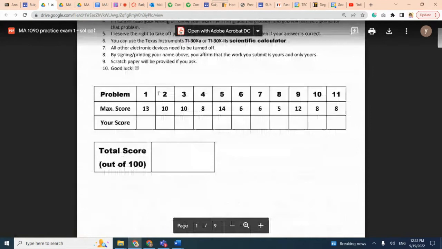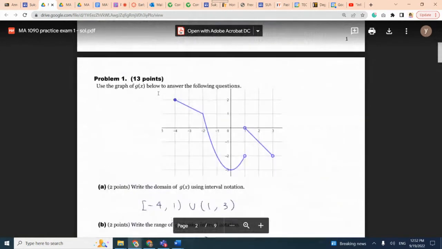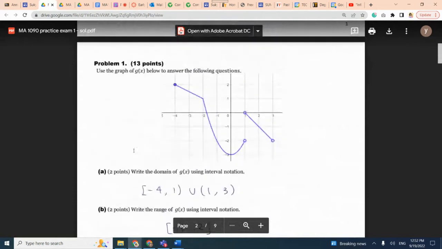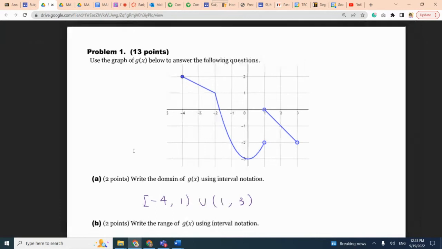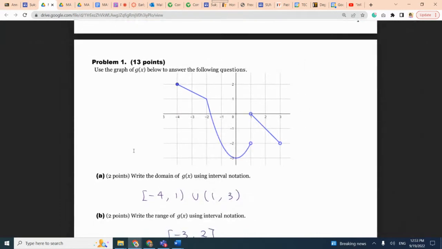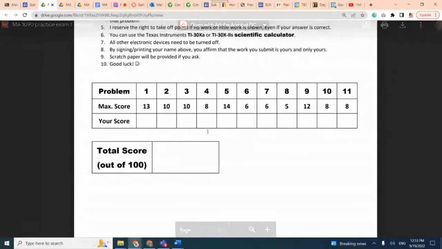Okay, so each problem has some points. For example, this is problem 1. Part A is worth 2 points. So you grade it. If you're correct, make a check mark. If you're wrong, write a correction next to it. And also estimate your scores. You estimate your score for each problem, and then you add them up to get a total score.